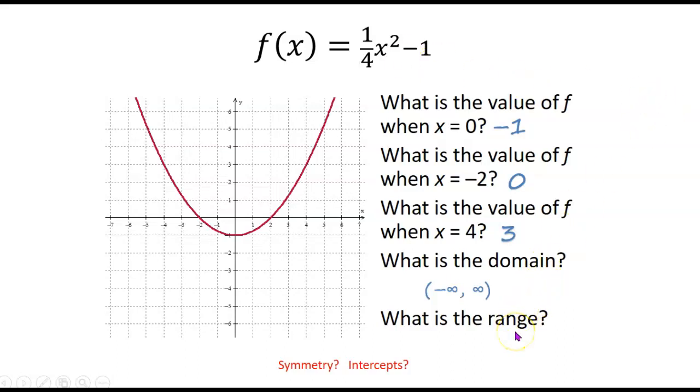And what about the range? Remember, that refers to the y-coordinates. So the y-coordinates never get any lower than negative 1, but there's no limit to how far up they go. So the range is from negative 1 to infinity. And this is also symmetric with respect to the y-axis. It's got x-intercepts at negative 2 and positive 2, and a y-intercept here at negative 1.